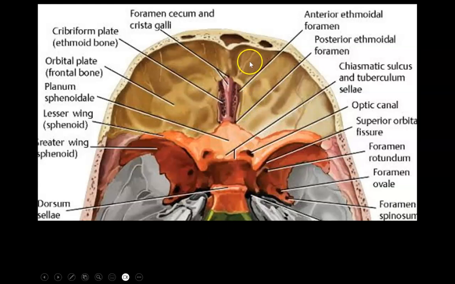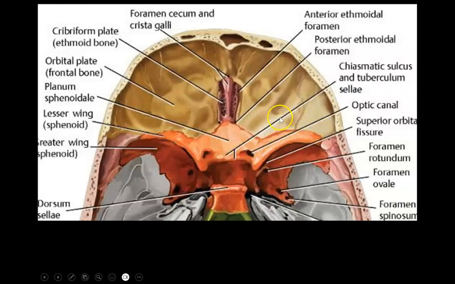So here is the anterior fossa, and here is the midline anterior foramen cecum, emissary vein from the nose to the brain. And then behind the foramen cecum is the crista galli. On either side of the crista galli, the cribriform plate of the ethmoid, lateral to it the orbital plate of the frontal bone, and articulating with the lesser wing of the sphenoid, and the lesser wing of the sphenoid contains the optic foramen.